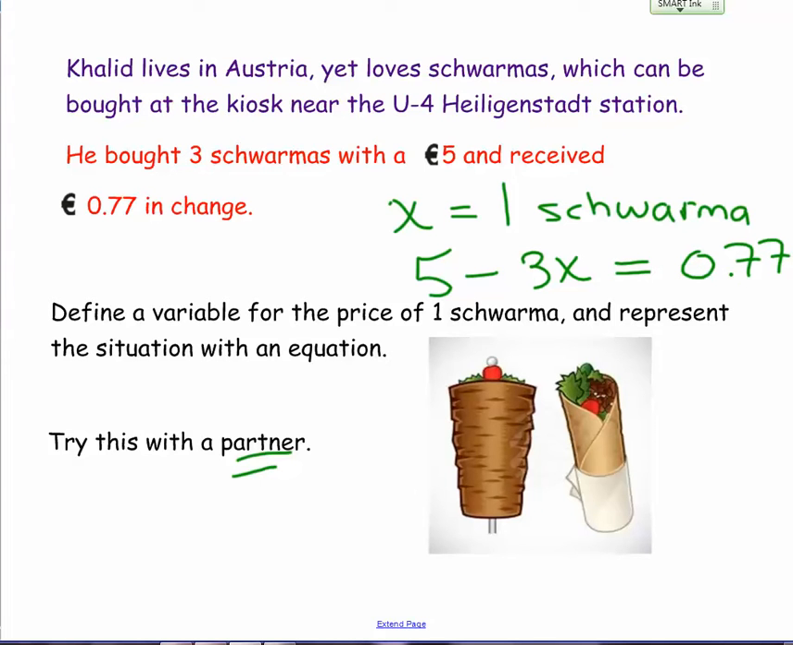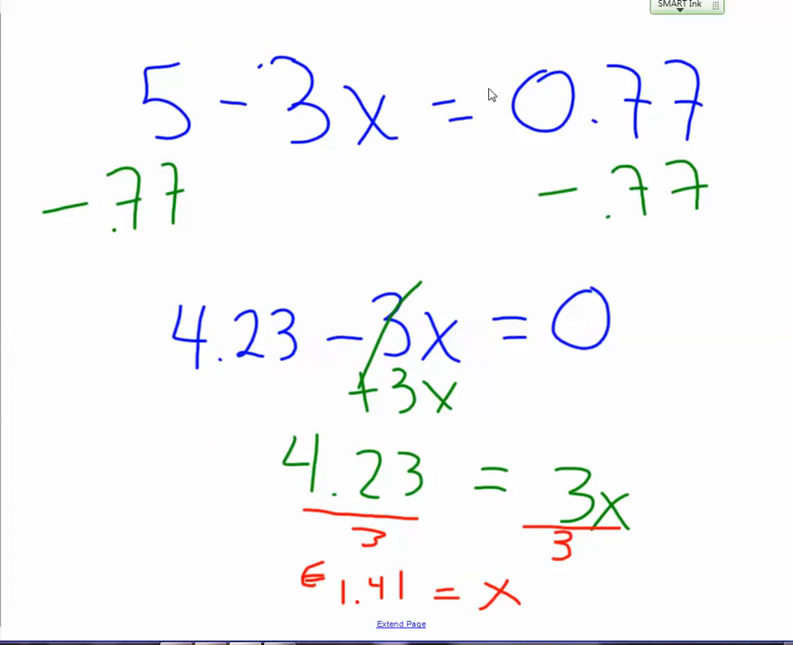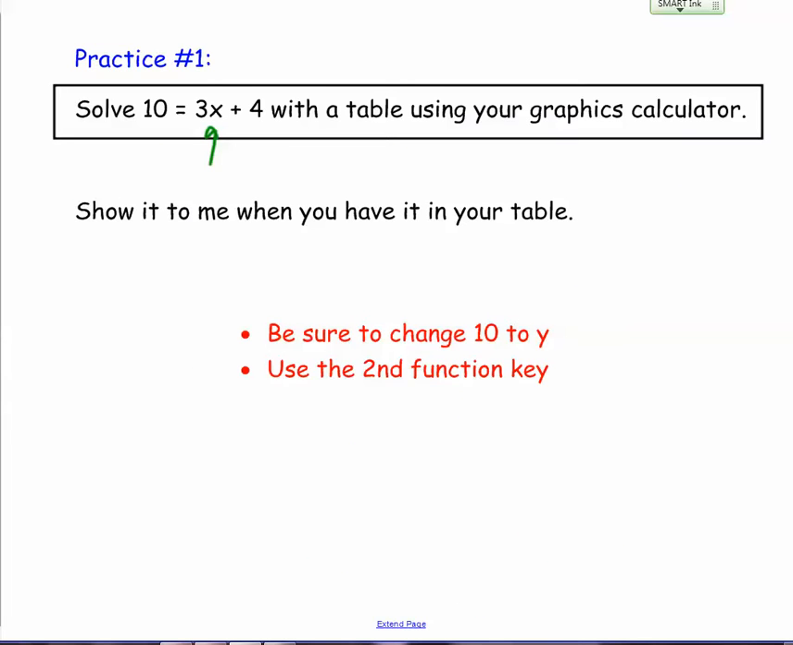And then with your partner, you solve this. You guys did it a couple different ways. Jabari subtracted 5 from both sides, then divided both sides by -3, and he got $1.41. And Sarah wanted to do it by subtracting 77 cents from both sides first to get rid of the negative, and then add 3x to both sides, and then divide both sides by 3, and you get the same exact answer. They're both correct.